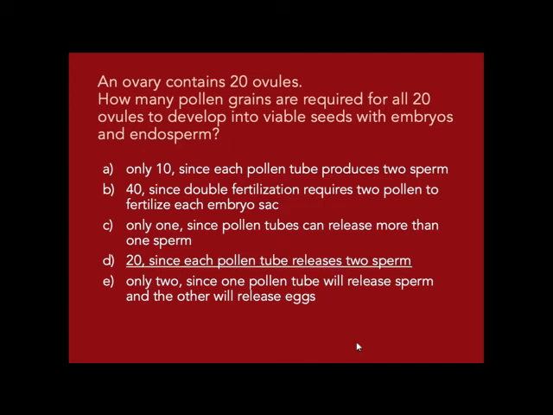Yep. So 20. If you have 20 ovules, you need 20 pollen grains. Each pollen grain will produce 2 sperm. One fertilizes the ovule and one fertilizes the polar nuclei, which develop into endosperm. Cool? Yeah, that's pretty cool.